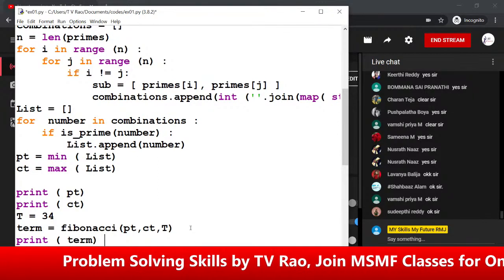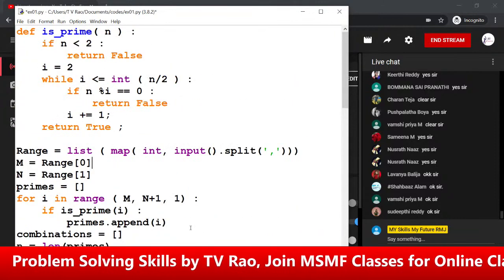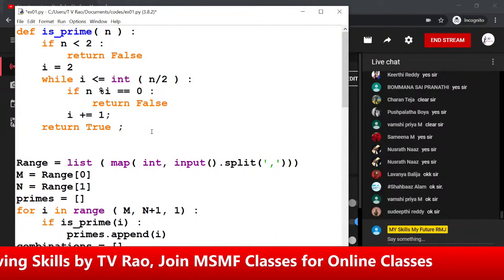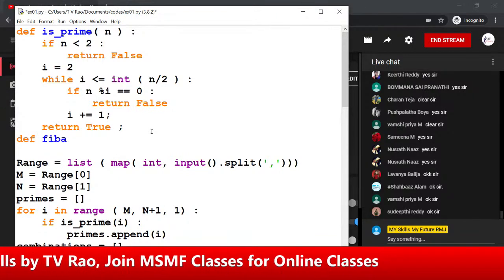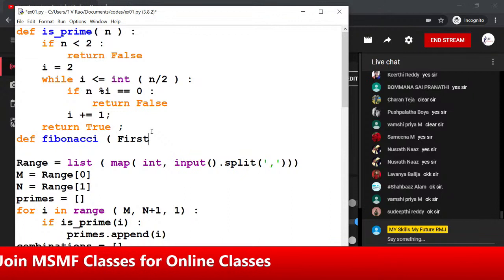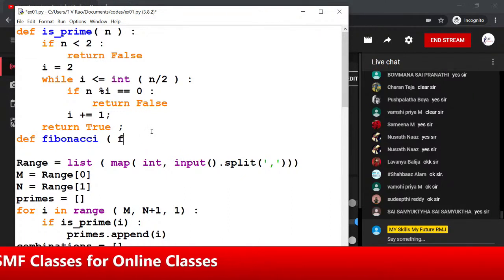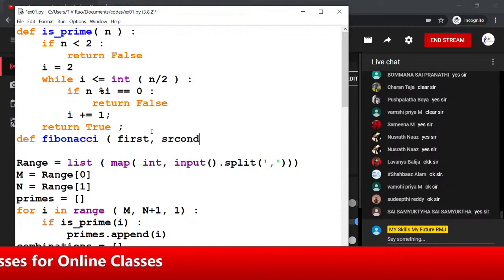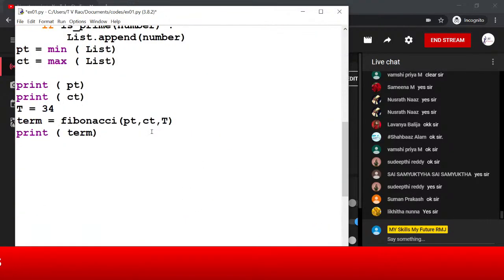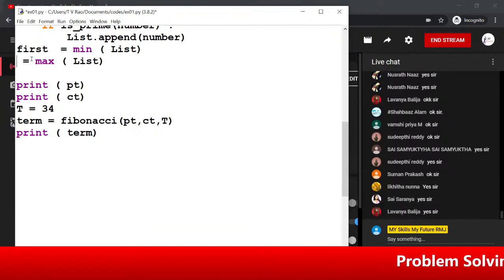Did you understand it? Now, let us write the Fibonacci function using dynamic programming, using memoization, without using recursion. Define Fibonacci, say first term, second term, and number of terms. So instead of calling it previous and current, we call it first term and second term. So what do you pass?